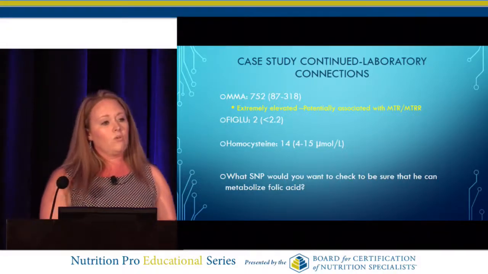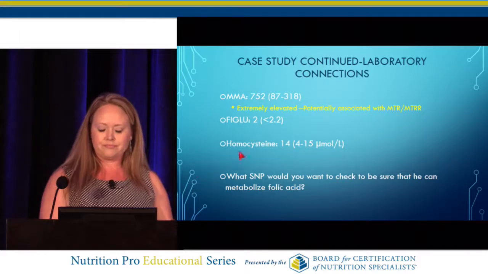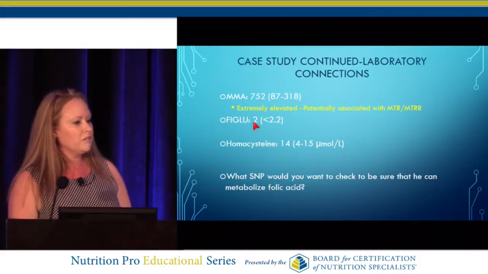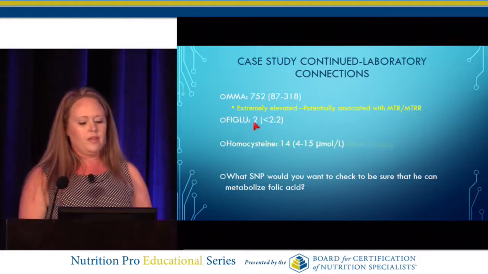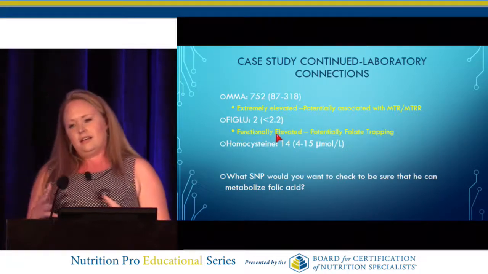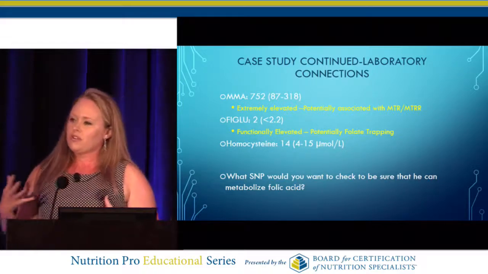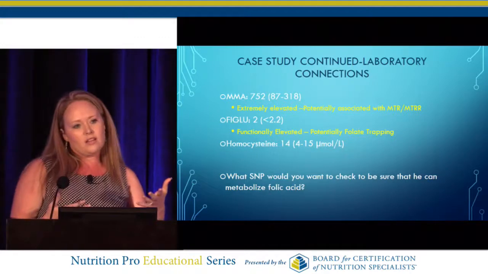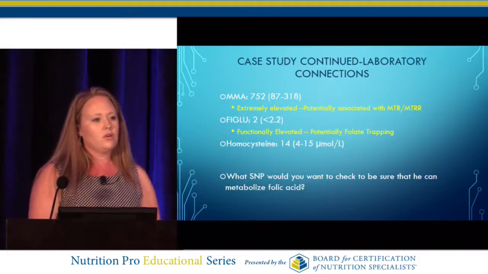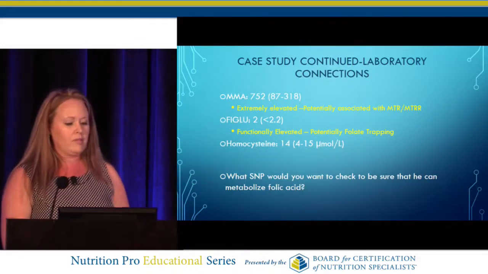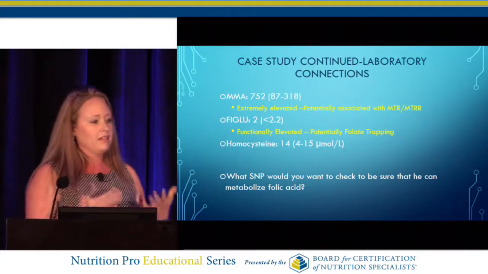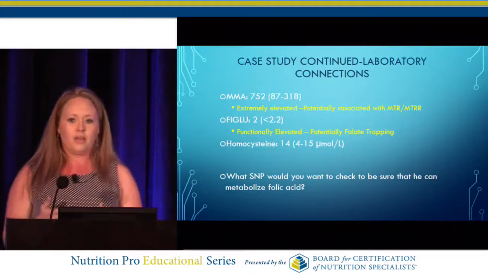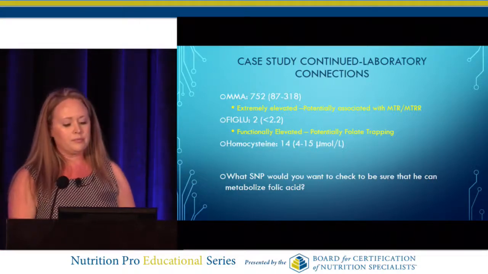We want to find out why he has B12 deficiency. Interestingly, his FIGLU is 2. To be out of range, it needs to be above 2.2. This is a combination of things that makes us think about folate trapping again. Anytime we see an almost elevated or an elevated level of FIGLU, you need to start thinking about folate trapping, especially given the fact that he has an extraordinarily elevated level of methylmalonic acid. He is not going to be able to convert that and use that properly.